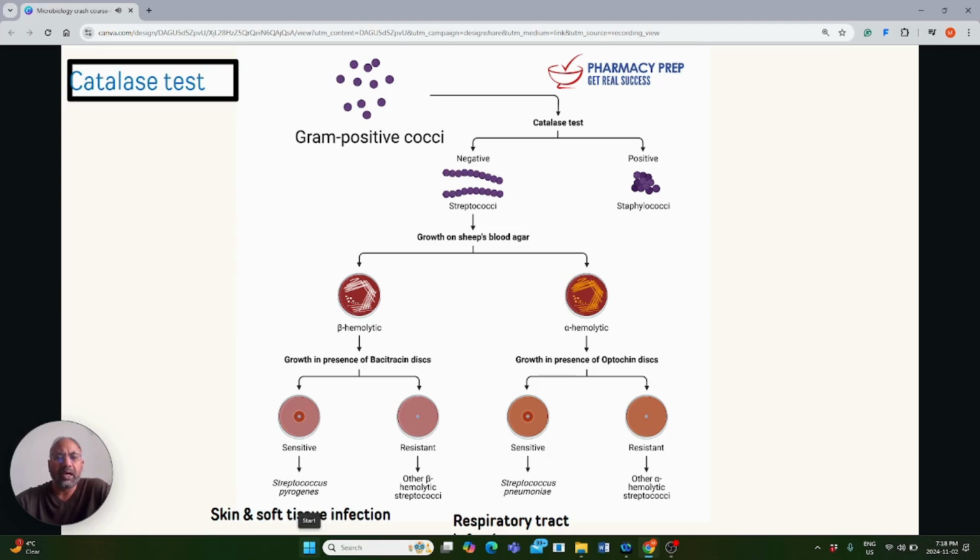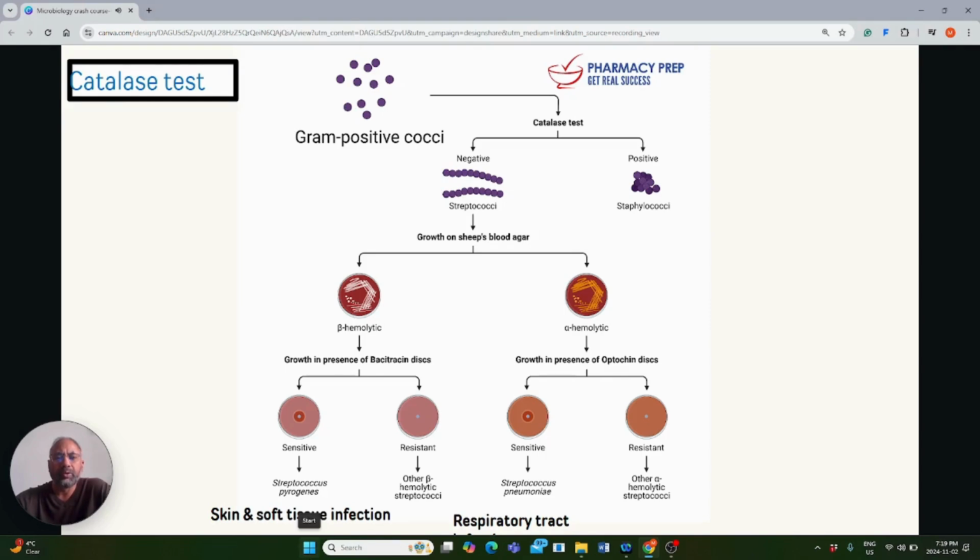And then second is the alpha hemolytic. If the organism is alpha hemolytic, we subject them to a different test, which is the optochin test. We put the optochin discs on the culture plates, and if they are optochin sensitive, our conclusion should be Streptococcus pneumoniae, causing the very important disease called pneumonia. And if they are not sensitive or are resistant to the optochin disc, then we go for the other alpha hemolytic streptococci.